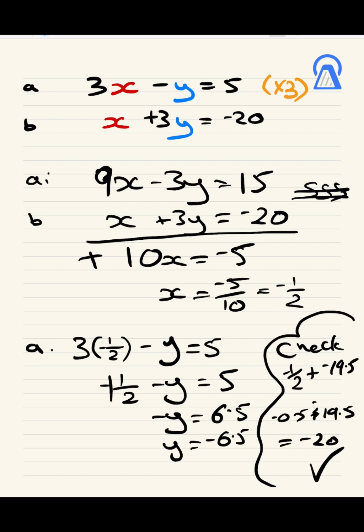Okay, best of luck having a go at one where we have to scale up at least one of those equations.